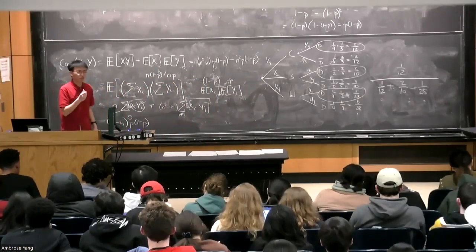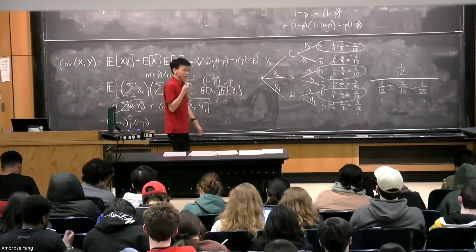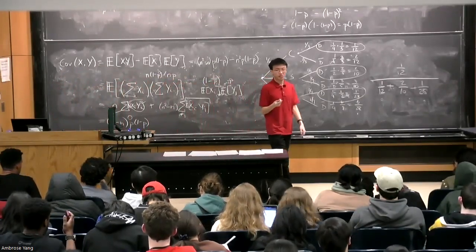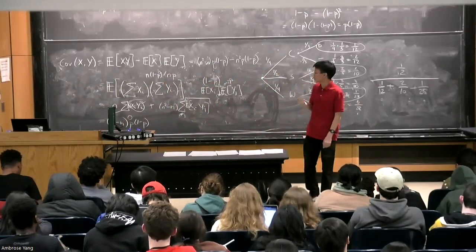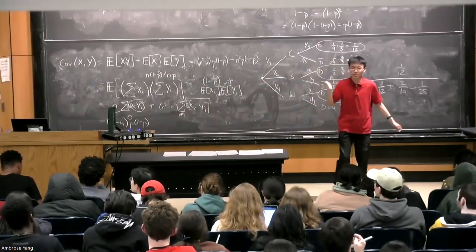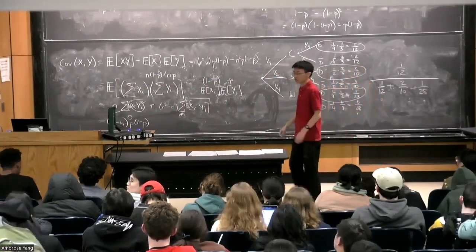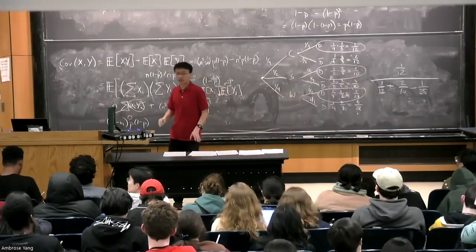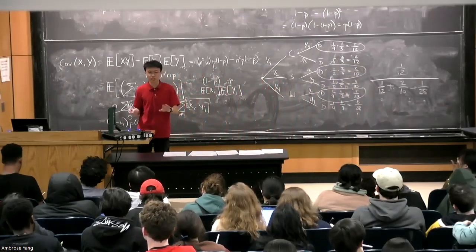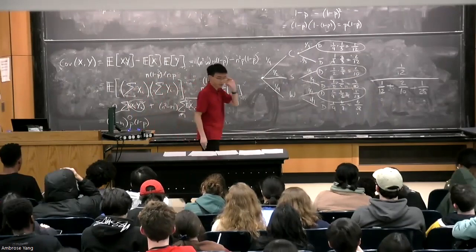One final thing: the variance is always positive, because these are always doing something squared. So the covariance can be negative. All right, so that basically concludes all the key points that I wanted to make.